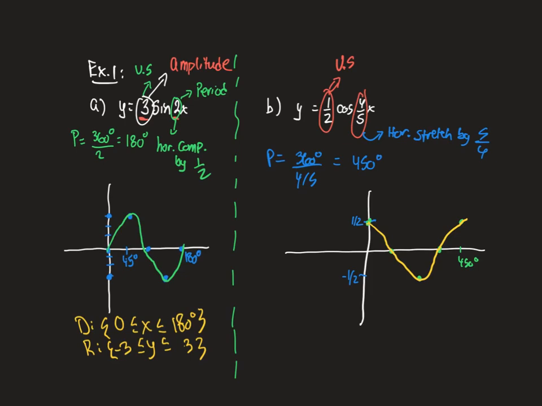And if that's 0, then how do I do this? Same way we did it before. So 450 divided by 4 is going to give me 112.5. 112.5 plus 112.5 gives me 225, so this happens at 225. And so on and so forth. Domain and range, well, remember your domain and range is your min and max. So my domain would be from 0 to 450. And my range would be from -1/2 to 1/2.